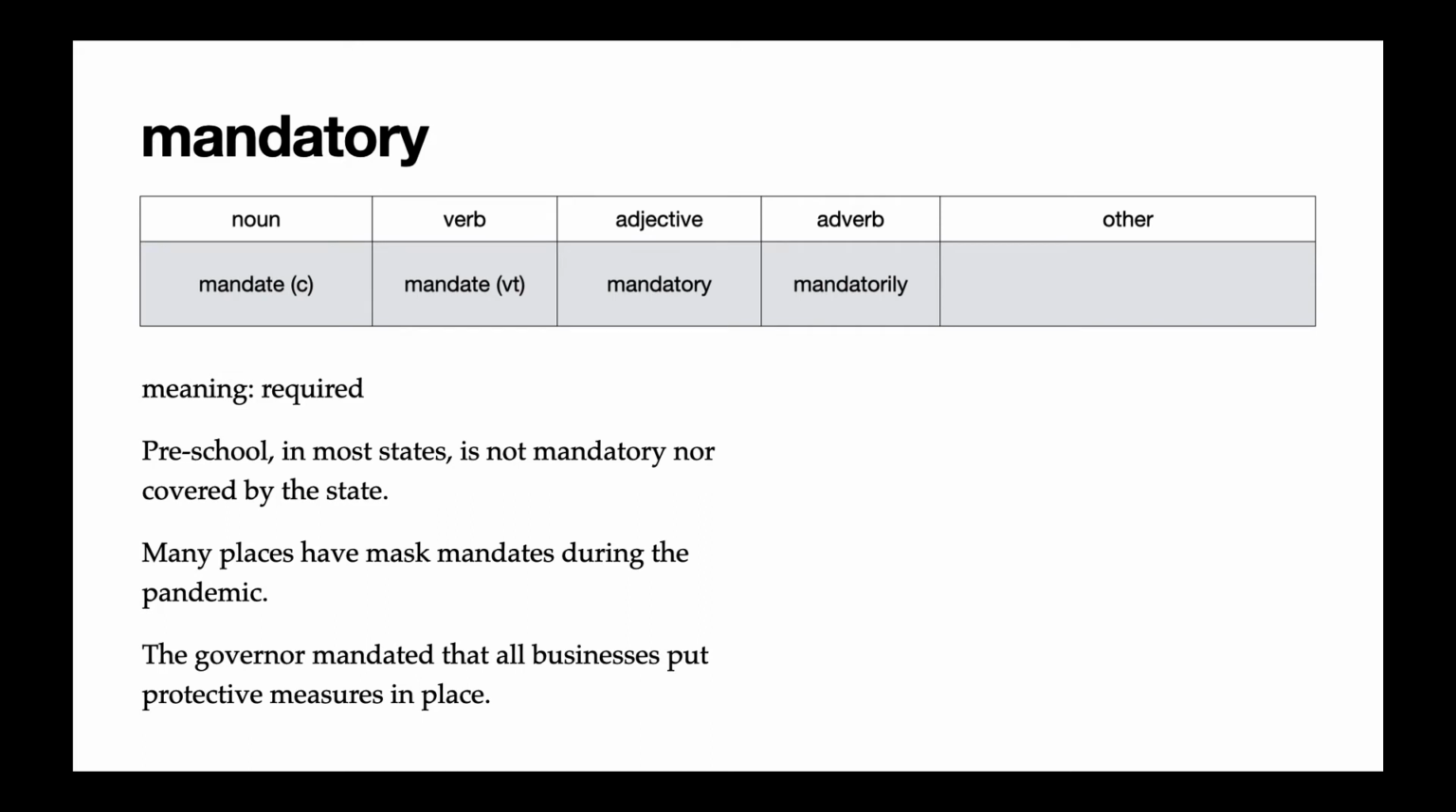And our third example shows the verb form. The government mandated that all businesses put protective measures in place. So if you mandate something, that means you make it required. And after we use the verb mandate, we can use a noun or a sentence that uses the subjunctive verb. That means the general verb form for all types of subjects.